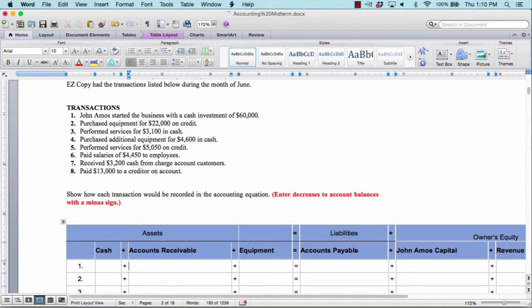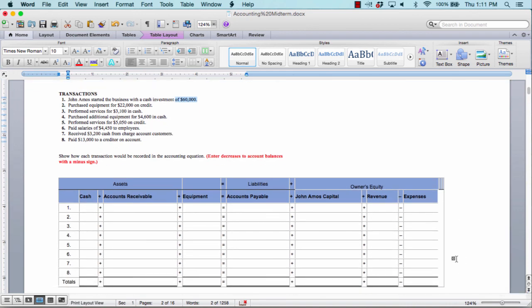So I'm going to do the first one for you. John Amos started the business with a cash investment of $60,000. Remember that when you are journalizing or recording transactions, it has to affect at least two accounts within the accounting equation. In some instances, it's three. So the key here is to always remember that you have to record whatever it is that's happening at least twice in two different places within the accounting equation. So I'm going to decrease the space here a little bit so you can see the whole thing.